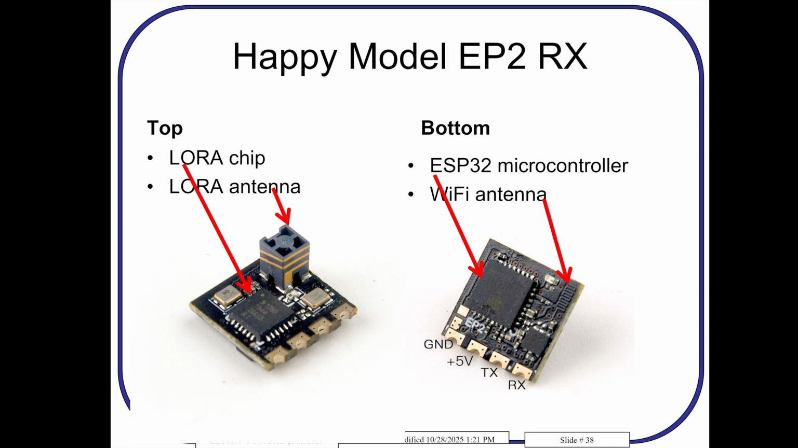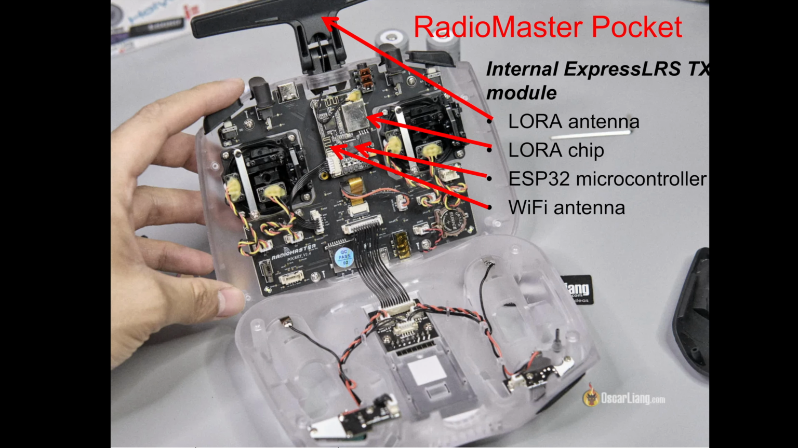Okay, so that's the receiver, but that's not what we want. We wanted the transmitter. So here's what I found, this really nice, useful website, OscarLiang.com. It has a picture of the inside of your Radio Master Pocket. And you have an antenna, which is a LoRa antenna. Inside there's a LoRa chip because it's sending and receiving LoRa. And then this is an ExpressLRS transmit module. And then there's an ESP32 chip controlling it.